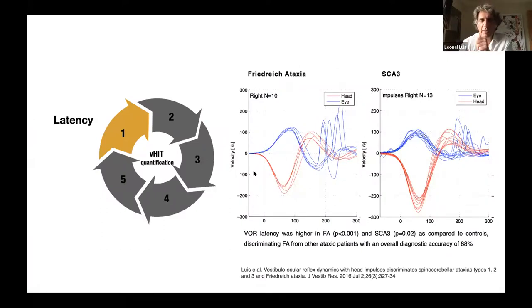on the left, the Friedreich ataxia patient, and here the patient with the SCA3. As you can see, the gain, the magnitude of the ocular movement with the head impulse, is basically the same. The gain is not much different, but the latency is. It takes much longer for the Friedreich ataxia patient to deliver the eye movement than for the SCA3, although the gain is basically the same with overt saccades after.